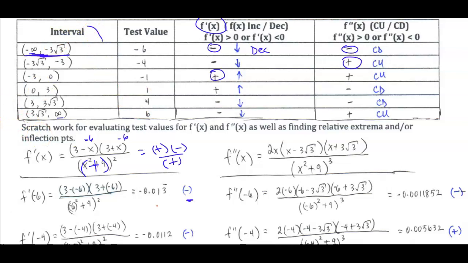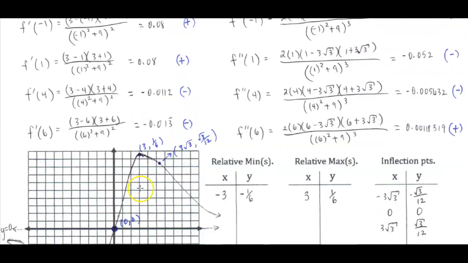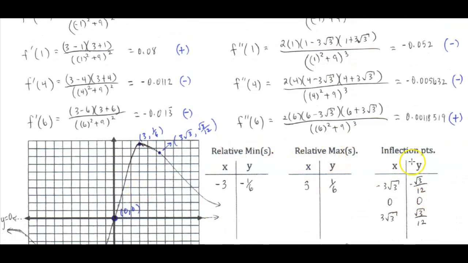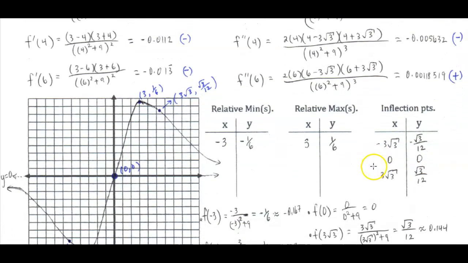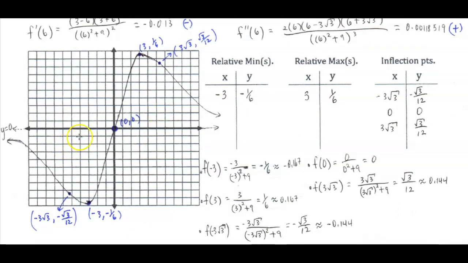If we go and look at our graph here, I'm going to skip talking about the relative min, relative max, and inflection points for now. Notice that our graph from negative infinity to negative 3 times square root of 3, which is at this point here, corresponding to that x value, is decreasing and concave down.